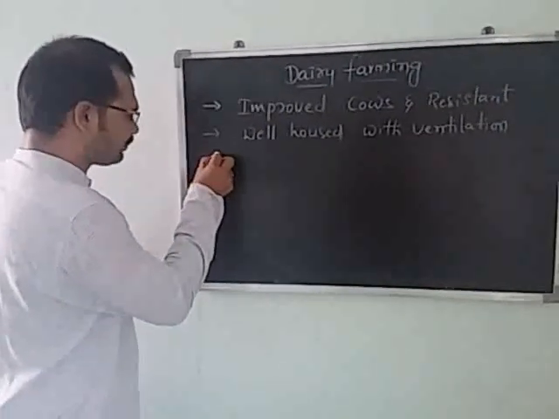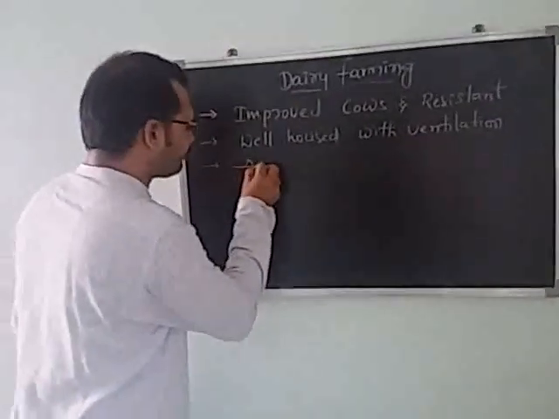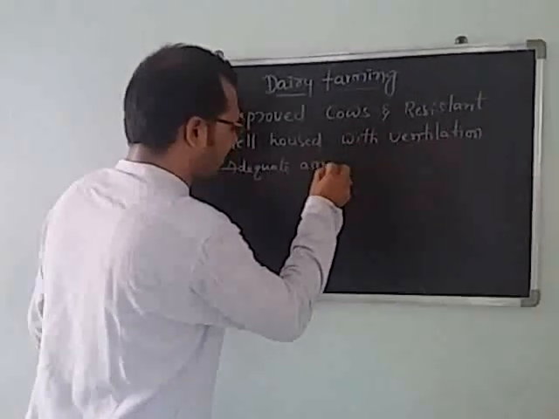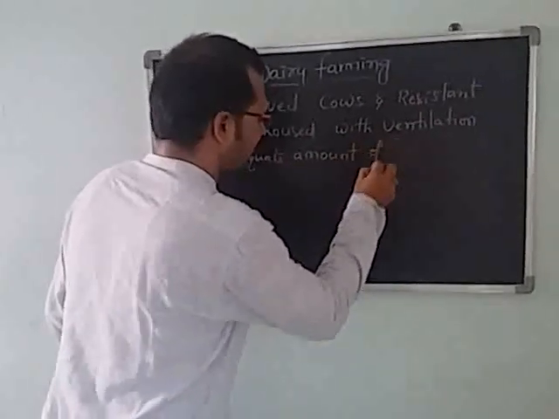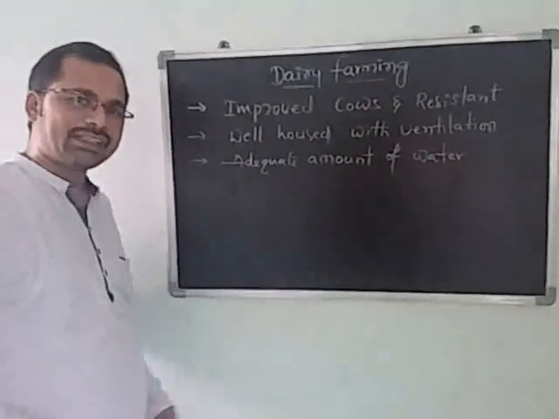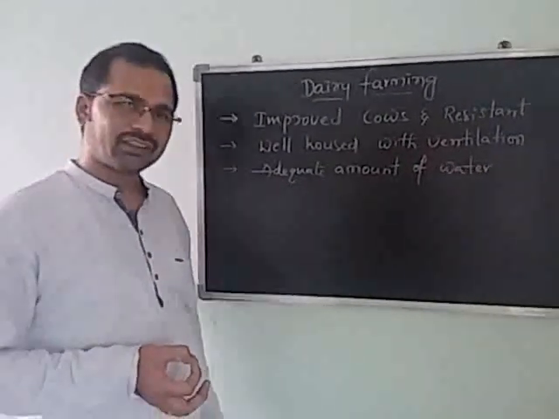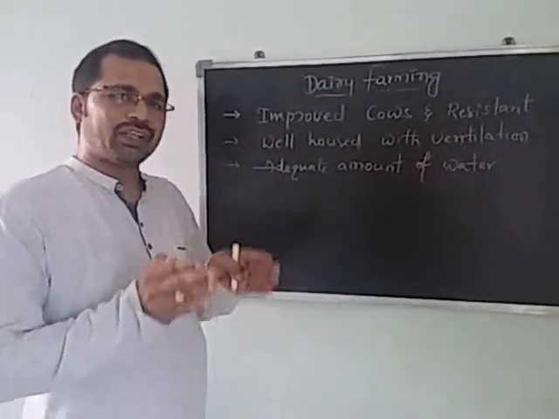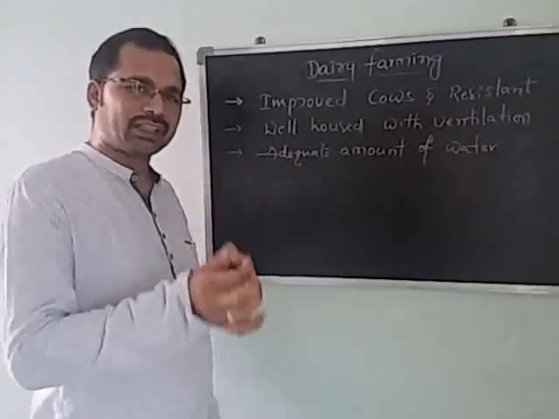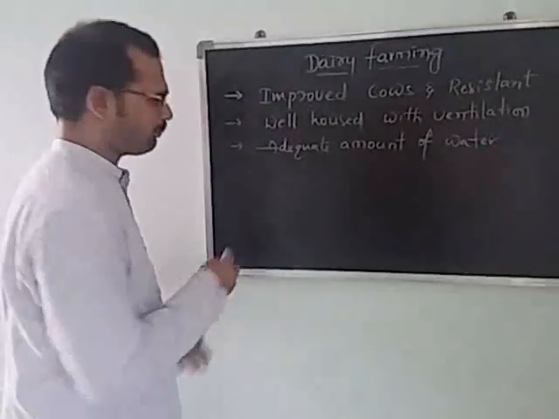Next, the third step: adequate amount of water, that is clean water. Clean does not mean mineral water. Without microbes, we provide clean water. The required amount of water is provided to the cattle in the dairy farm. It's a very important step.